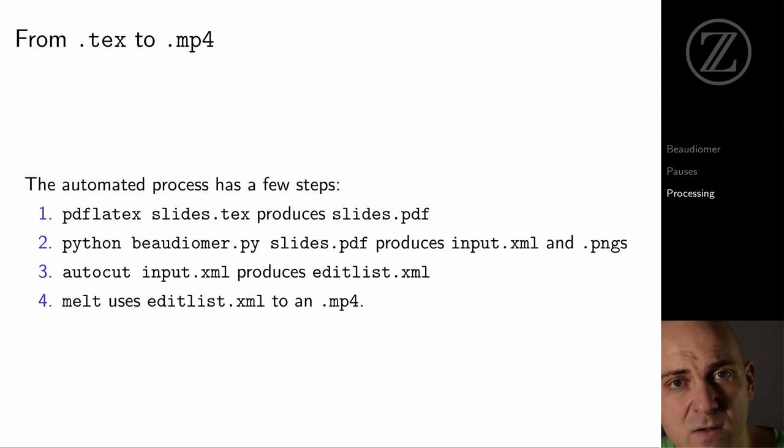Now the autocutter then listens for when a human being is speaking in those movie files and cuts off the beginnings and endings and produces an edit list, which is finally fed to Melt. And Melt is what actually takes those instructions, the instructions in the edit list XML file, and produces the MP4 ready for upload on YouTube.